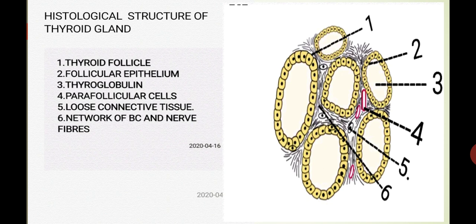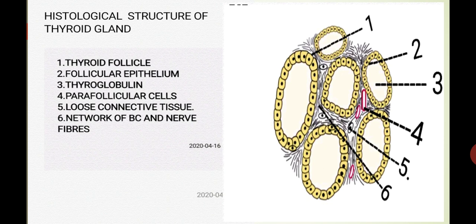Point number 2, internally each thyroid follicle is lined by an epithelium. Refer to label number 2. Internally each follicle is lined by an epithelium which is called the follicular epithelium. Point number 3, internally each follicle is filled with one substance which is called thyroglobulin.